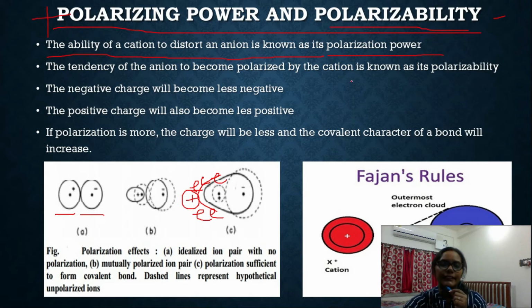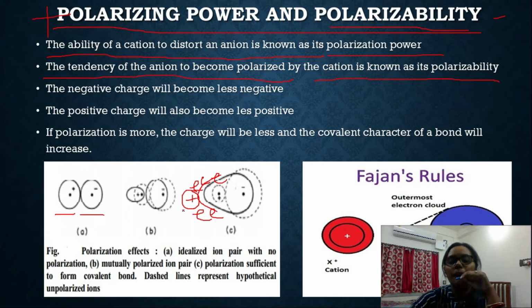Now, what is polarizability? Polarizability is actually the property of the negative ion. It is related to the negative ion. The tendency of the anion to become polarized by the cation is known as the polarizability. Generally, the electron density is on the negative ion earlier. Next, while these two atoms come closer to each other, the electron will be distorted. Electron will be attracted by this positive ion, and it will go towards this.